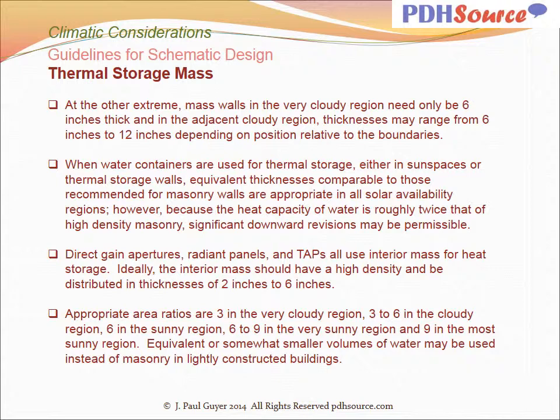Direct gain apertures, radiant panels, and thermosiphoning air panels all use interior mass for heat storage. Ideally, the interior mass should have a high density and be distributed in thicknesses of 2 inches to 6 inches. Appropriate area ratios are 3 in the very cloudy region, 3 to 6 in the cloudy region, 6 in the sunny region, 6 to 9 in the very sunny region, and 9 in the most sunny region. Equivalent or somewhat smaller volumes of water may be used instead of masonry in lightly constructed buildings.